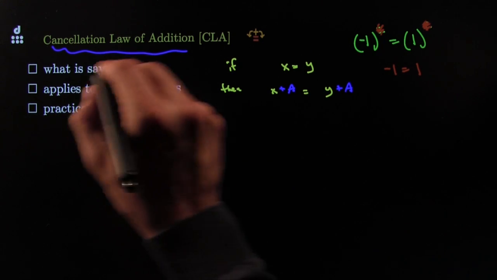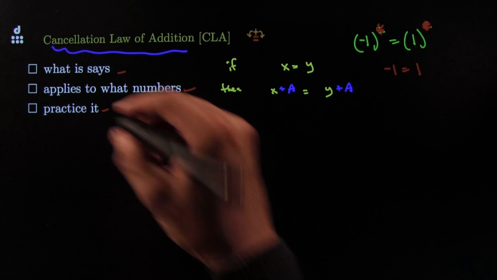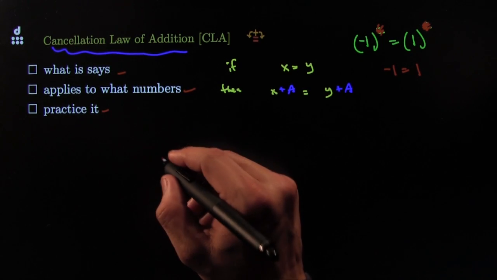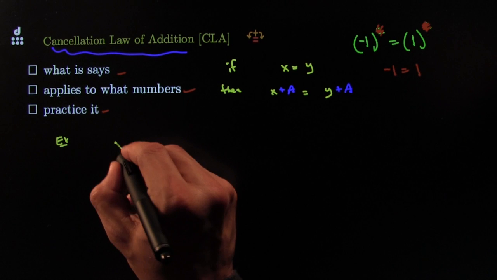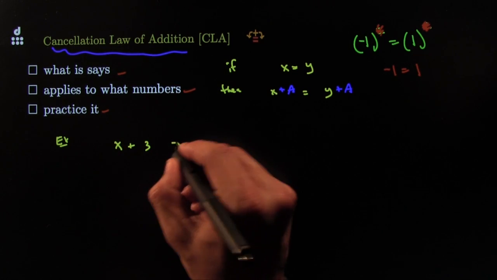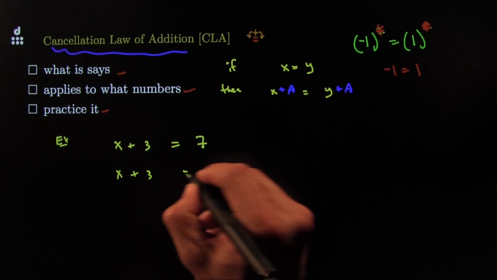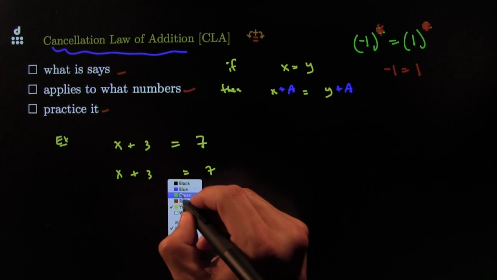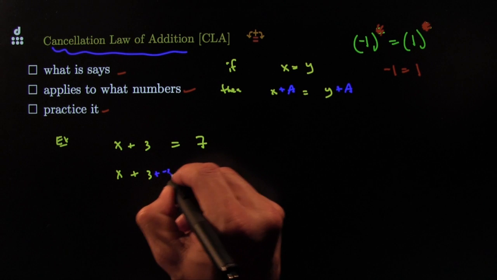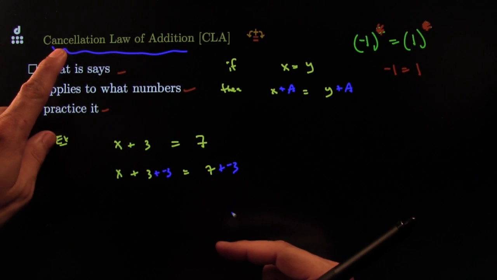Alright, so that's what it says. You can add stuff to both sides. It applies to all the numbers in our class. Practice it. Here's why sometimes people call it cancellation. Suppose I have x plus 3 is equal to 7. What people have done in the past is they've used this to say, you know what, I want to cancel that 3. The perfect way to cancel that 3 is to add a killer. I'll add a killer to both sides and then I'll cancel it. That's where it gets its name from.